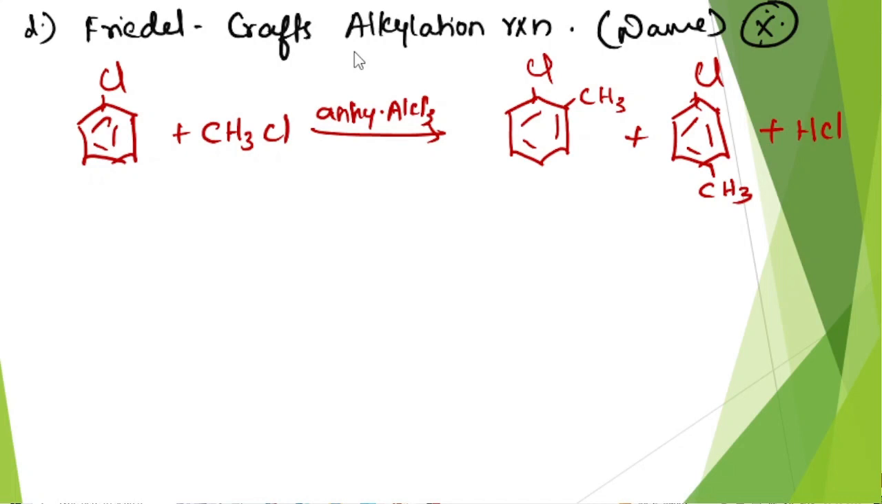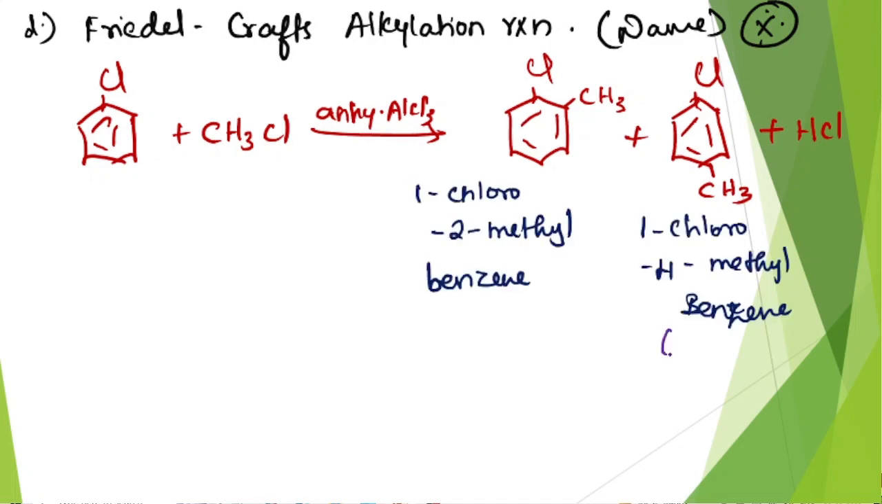Okay, this is going to be 1-chloro 2-methyl benzene. This is 1-chloro 4-methyl benzene. Based on the area, which is going to be your major product and which is going to be your minor product? So this is going to be your major product and this is going to be your minor product. Okay, remember this is a name reaction, so it is very important.